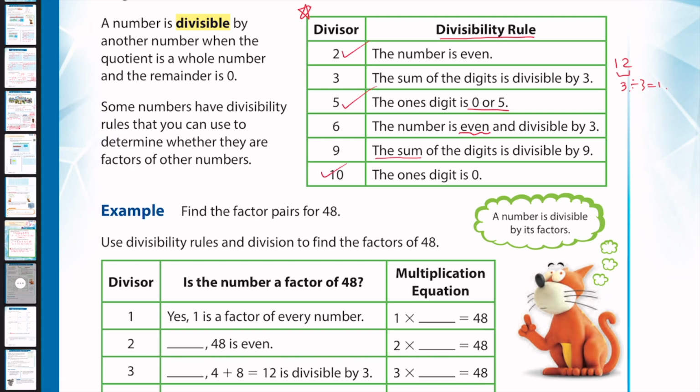So all you need to practice, all you need to take a look at is 3, 6, 9. Make sense? For 9, the sum of the digits is divisible by 9. And 6 is what? The number is even and divisible by 3, and the sum of the digits is divisible by 3. All right?